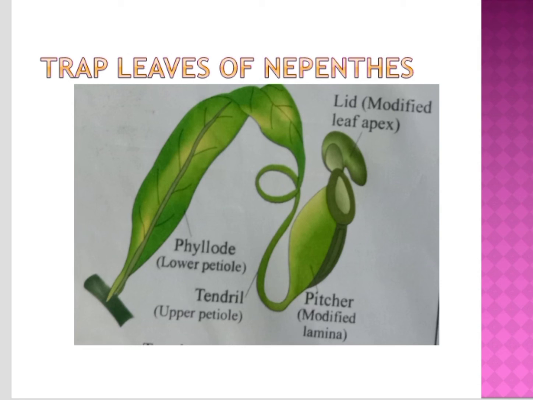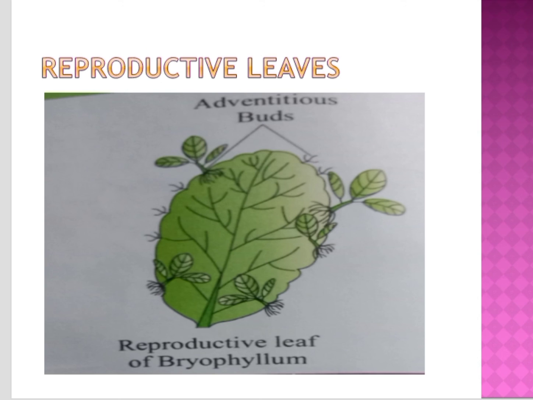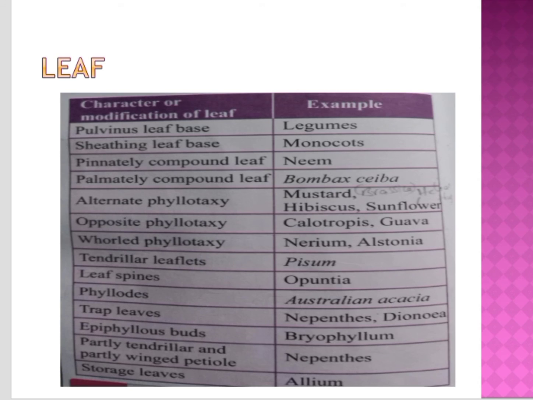Next, coming to the phyllodes of the leaf, which we see in acacia, the Australian acacia. The leaves are pinnately compound, in which the leaflets are small and short-lived. The petioles in these plants expand, become green and synthesize the food. Next, reproductive or epiphyllous leaves, seen in Bryophyllum. From the notches of the leaf, buds arise with adventitious roots.